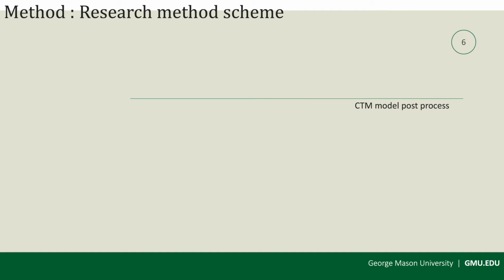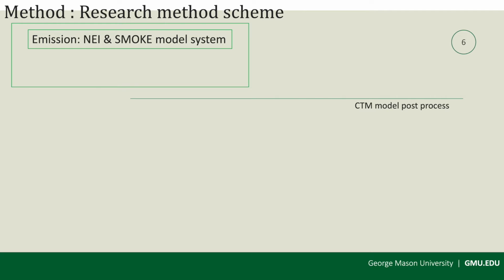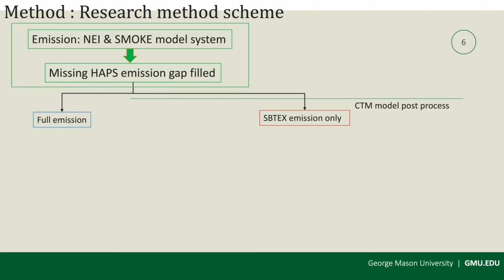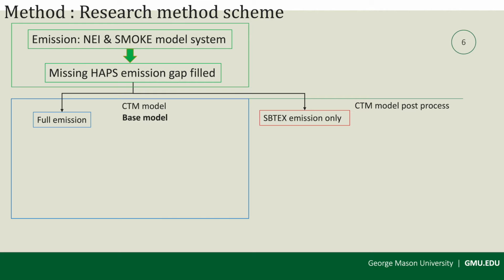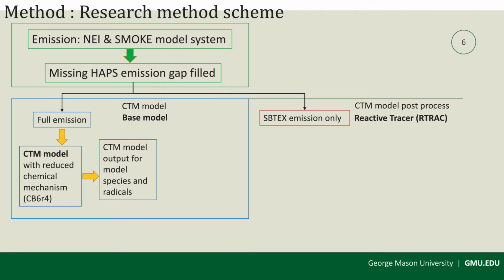This is my research method scheme. In this part, we have three different parts. The emission part: first, we apply the NEI and SMOKE model to estimate the HAPs emission, and we also make up the missing HAPs emission. Then we generate the full emission for the CTM model usage and the SBTEX emission only for the reactive tracer method usage. The full emission is applied into a CTM model, which we call the base model. This CTM model uses the reduced chemical mechanism CB6R4, and we process the model and get the output for different species and radicals.